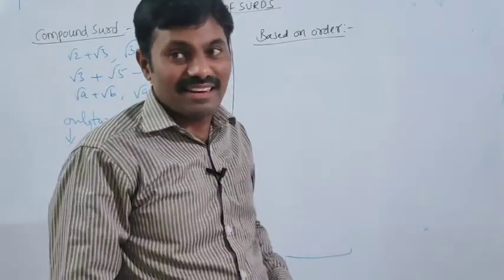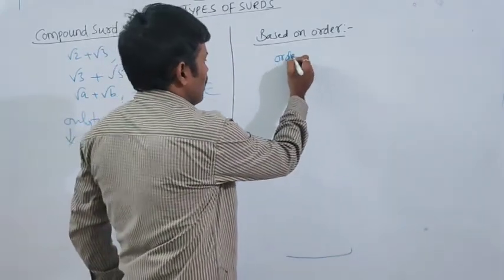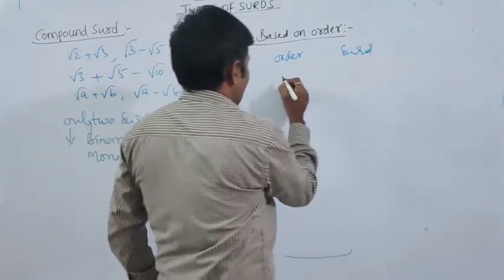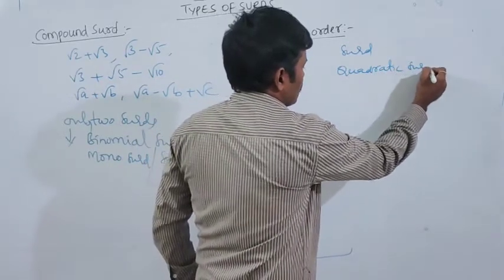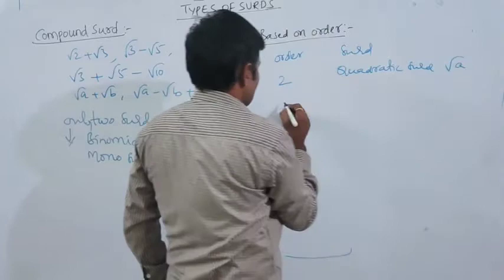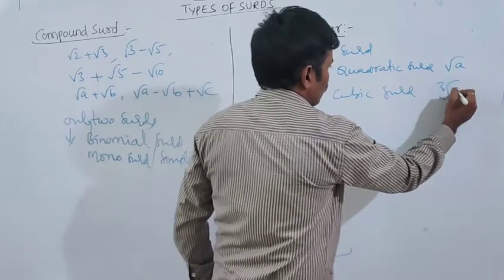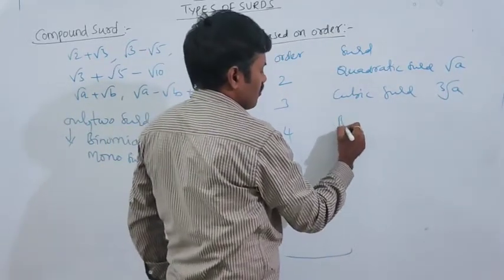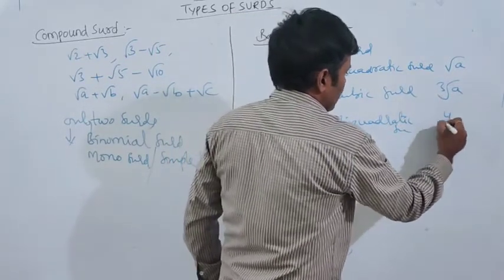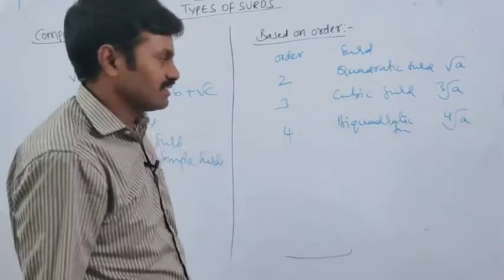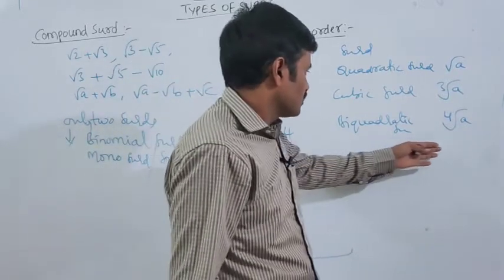See, my dear students, based on order, what types of surds did we already discuss? If the order is 2, we call it a quadratic surd, in the form root A. If the order is 3, we call it a cubic surd, cube root of A. If the order is 4, we call it a biquadratic surd, written as fourth root of A, where A is a positive rational number.